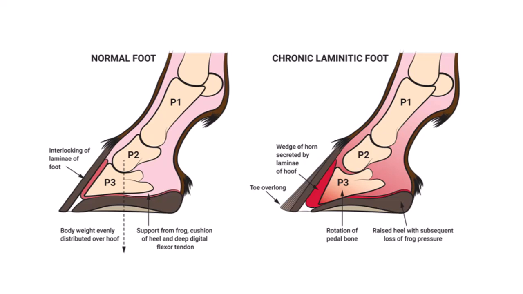Here is a picture describing a little more from the X-ray. The P3, as I said, is your horse's coffin bone, and as you can see on your left, it's a healthy one. It's balanced. The pressure is great. It's not ruptured or anything. And on your right is a chronic laminitic foot. Here you can see the coffin bone rotation in a downward stance, which means that your hoof is unbalanced and has become laminitic.